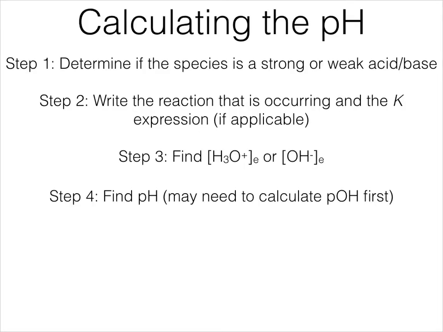So just to review, when you are calculating the pH, there are really 4 steps that have to happen. You first have to determine if the species is a strong or a weak acid or a base. Step 2, you have to write the reaction that is occurring and the K expression if applicable. Step 3, you have to find the equilibrium concentrations of the hydronium ion or the hydroxide ion. And step 4, you need to find the pH. You might have to calculate the pOH before you can do this.